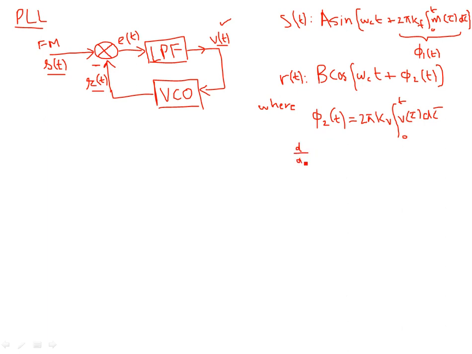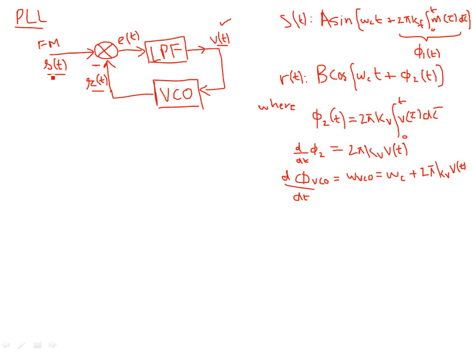If you take the derivative of both sides, then d by dt of phi_2 is going to produce 2 pi k_v times v(t), right? And what is this? Well, that's the instantaneous frequency, because this is going to be added to omega_c. So the derivative of the phase of the VCO is the instantaneous frequency of the VCO. Okay, so let's write this as such: omega_VCO will be equal to omega_c plus 2 pi k_v v(t).